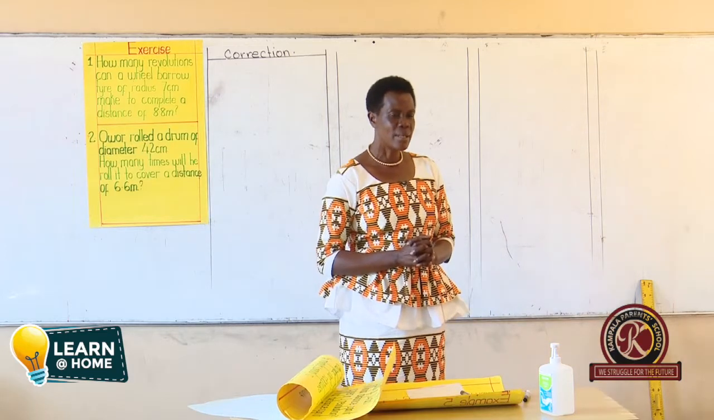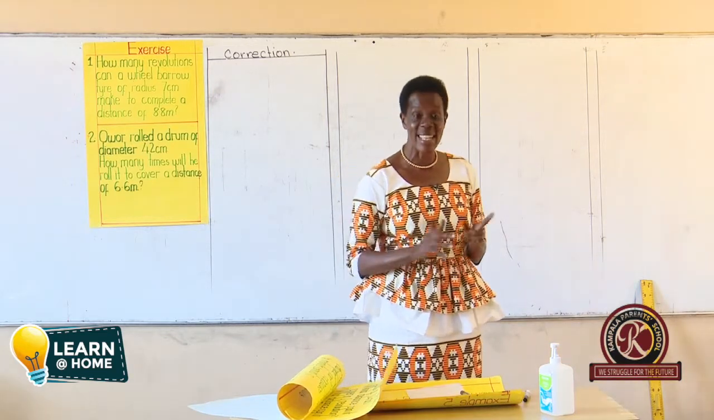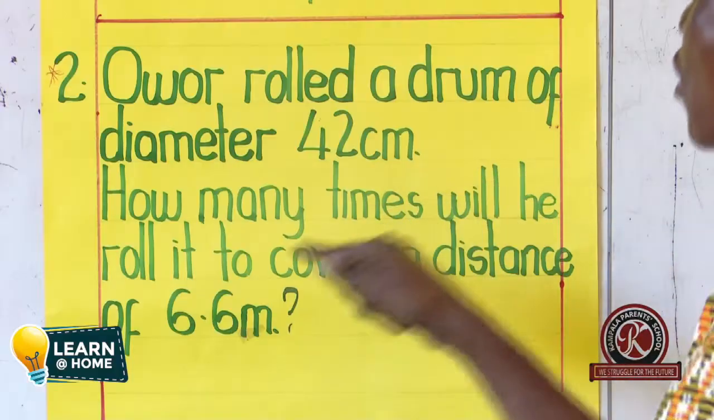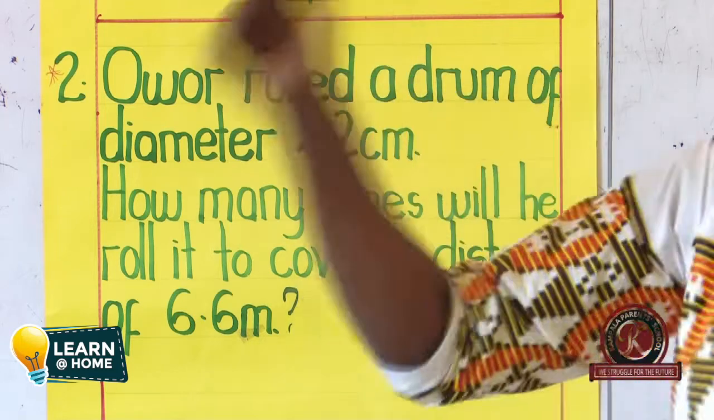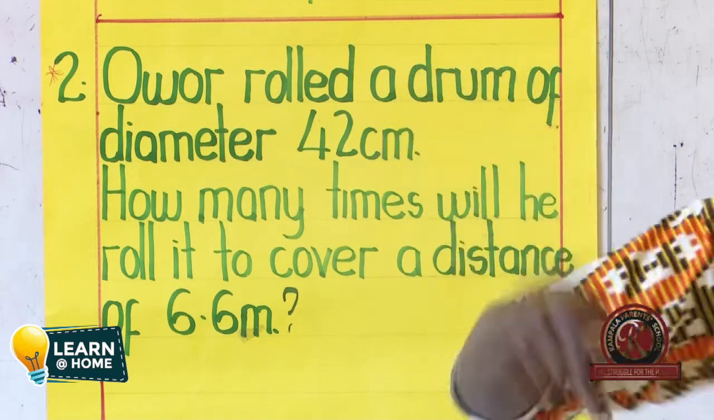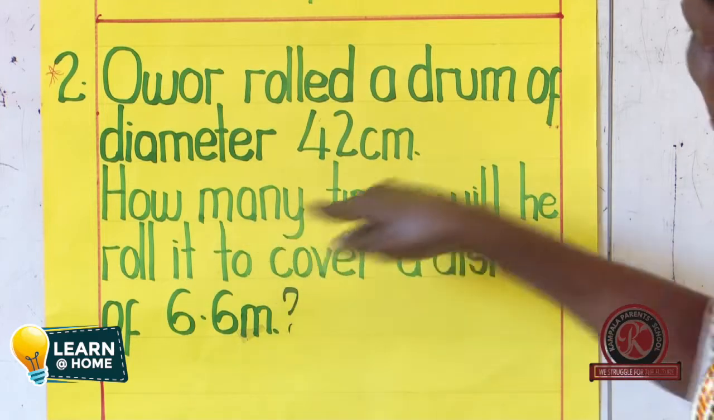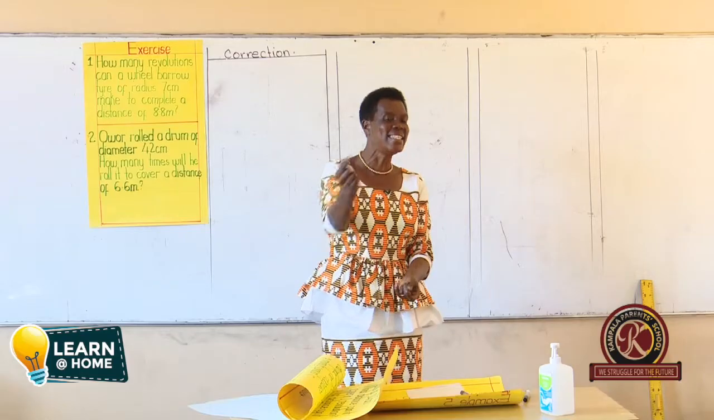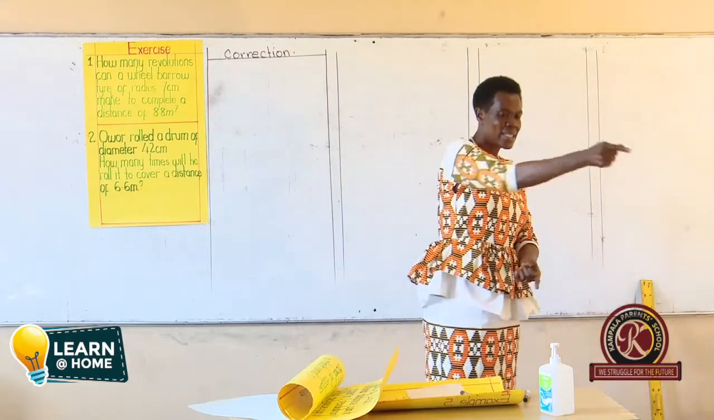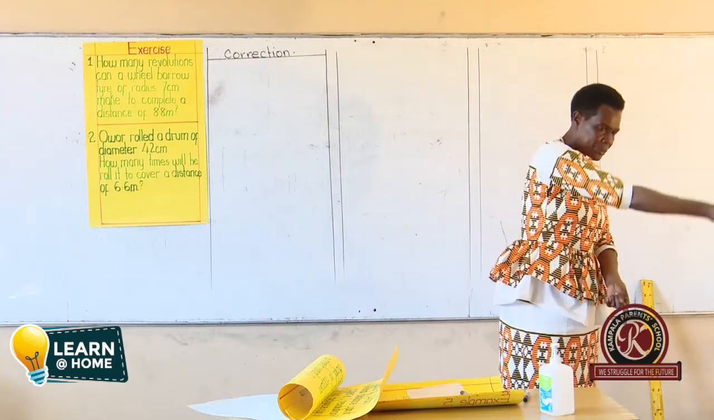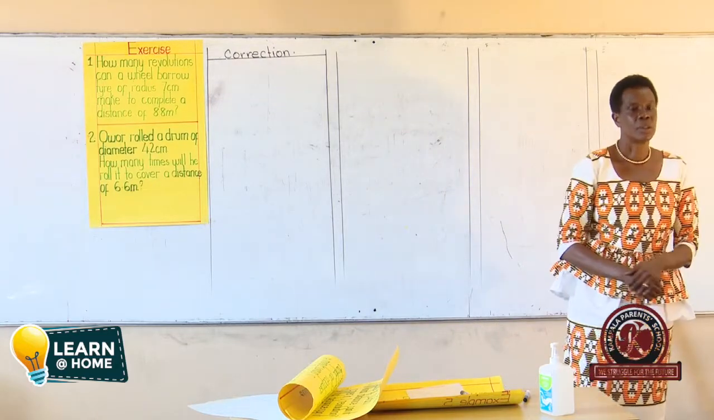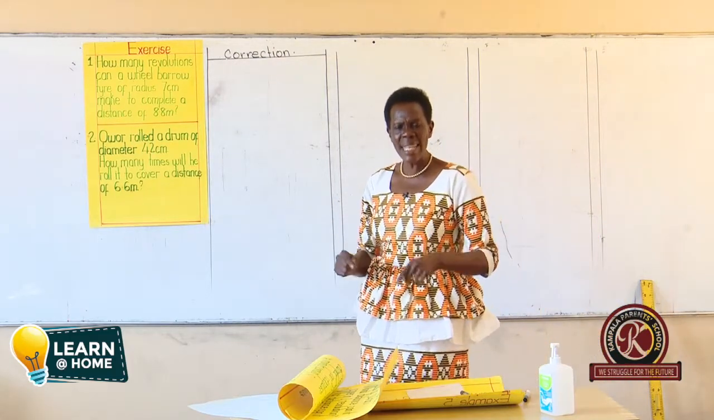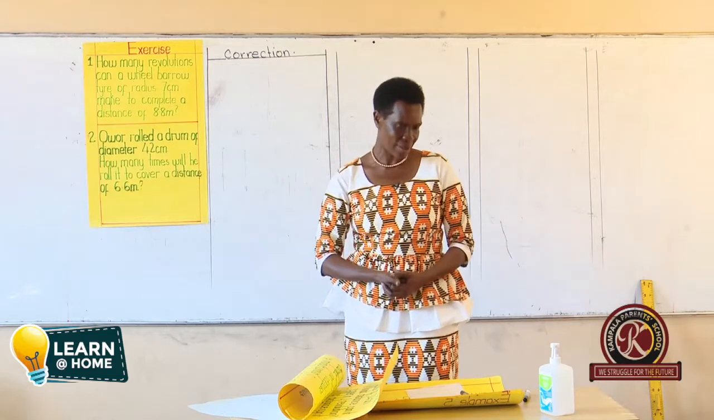Somebody was asking me, Mrs. Okui, I failed to get the distance. I did not ask you for the distance. They are saying, how many times will he roll it to cover? Underline the words how many times. Here we are asking the number of turns he will make. And the number of turns means the number of revolutions.